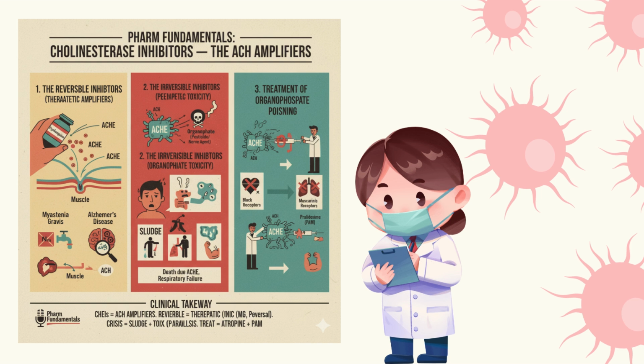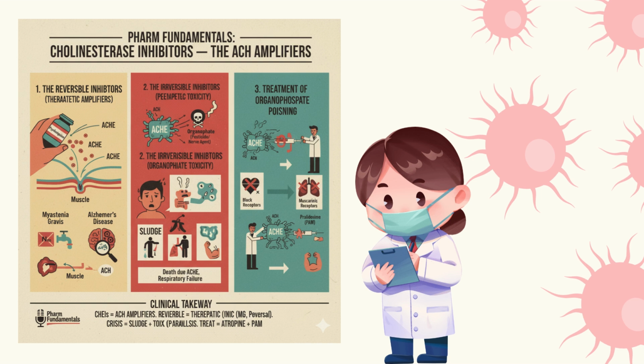So the result, ACH accumulates in the synapse, amplifying or prolonging the effects of ACH at all muscarinic and nicotinic receptors. This pharmacology is vital for both medicine and toxicology. In segment 1, we cover the reversible inhibitors, that's our therapeutic amplifiers. In segment 2, we cover our irreversible inhibitors or the organophosphate toxicity. And in our segment 3, we cover the treatment of organophosphate poisoning. So let's start from our segment 1.